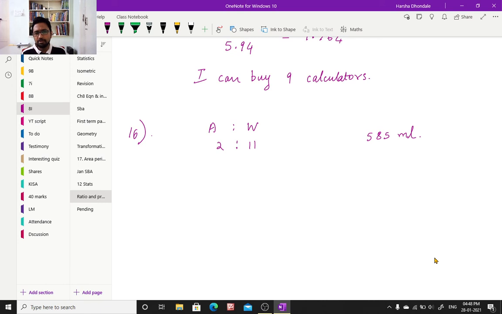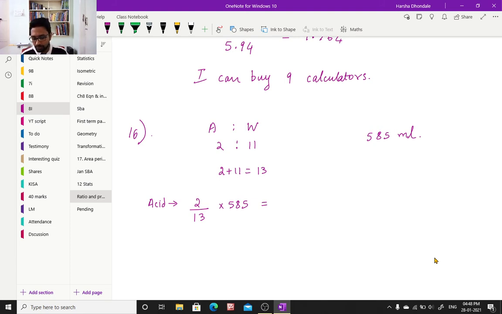Now what I'll do is I'll add 2 plus 11. 2 plus 11 gives me 13. Now if you make 13 ml, then in the 13 ml, 2 ml will be acid and 11 ml will be water. Acid, 2 out of 13 is acid. So for 585 ml, what will be the quantity?